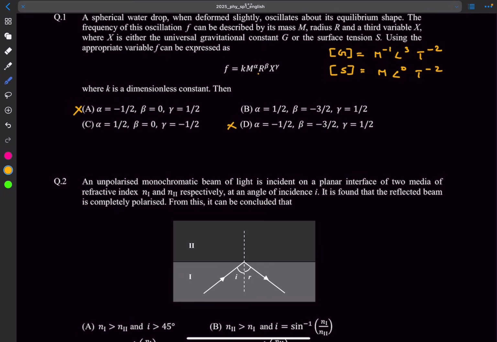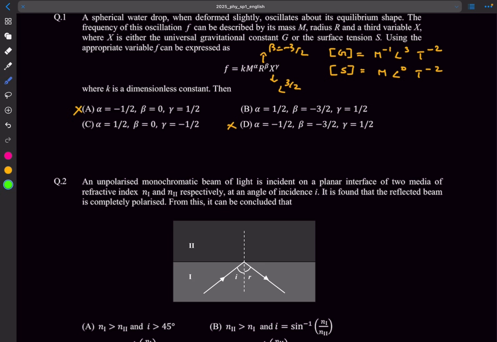Now if you compare beta, beta is the dimension of the length. As gamma is half, if x has the dimension of the gravitational constant, X contributes a length dimensional factor of L to the power 3/2, and so obviously beta would be -3/2. And the dimension of mass would be M to the power -half, so alpha should be +half.